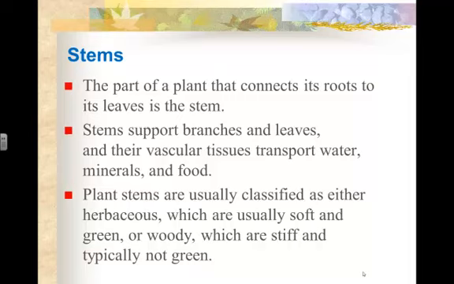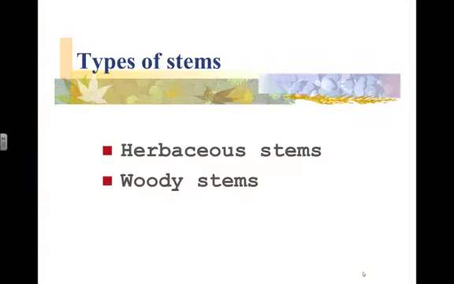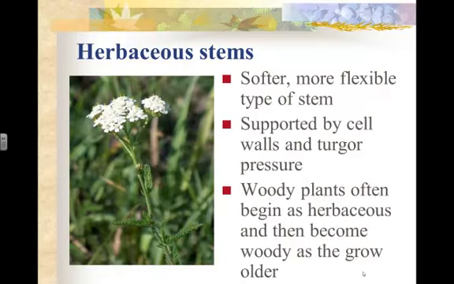Plant stems are classified as either herbaceous or woody, and we're going to talk about both of those. So the types of stems: herbaceous, woody. Herbaceous does not just mean on an herb. It means that they're soft, they're more flexible. Think of a tulip. Think about most of the flowers that you're seeing right now out. They have a soft, flexible stem.